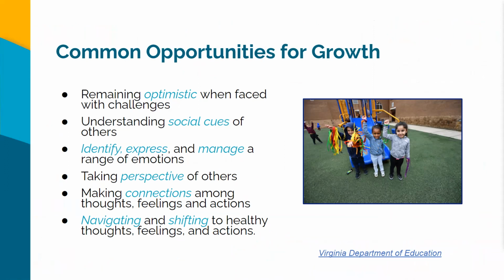When supporting children at home and at school, it is important to consider common opportunities for growth in social emotional learning. Children may need to learn ways to remain optimistic, resilient, and confident in a challenging situation. Some children may need more support with recognizing and interpreting social cues of others and applying these in a variety of different social situations. Children need opportunities to practice identifying and expressing their own emotions, as well as understanding the emotions and perspective of others.